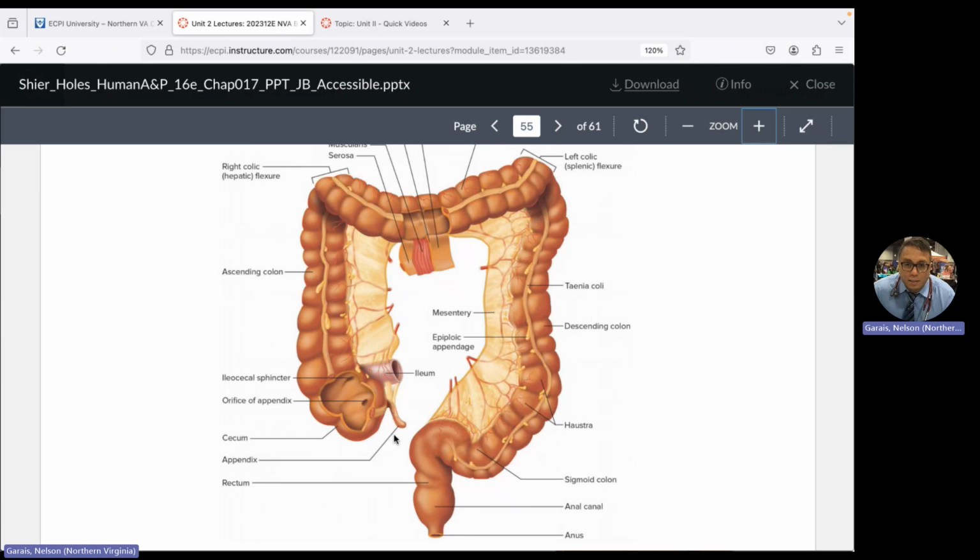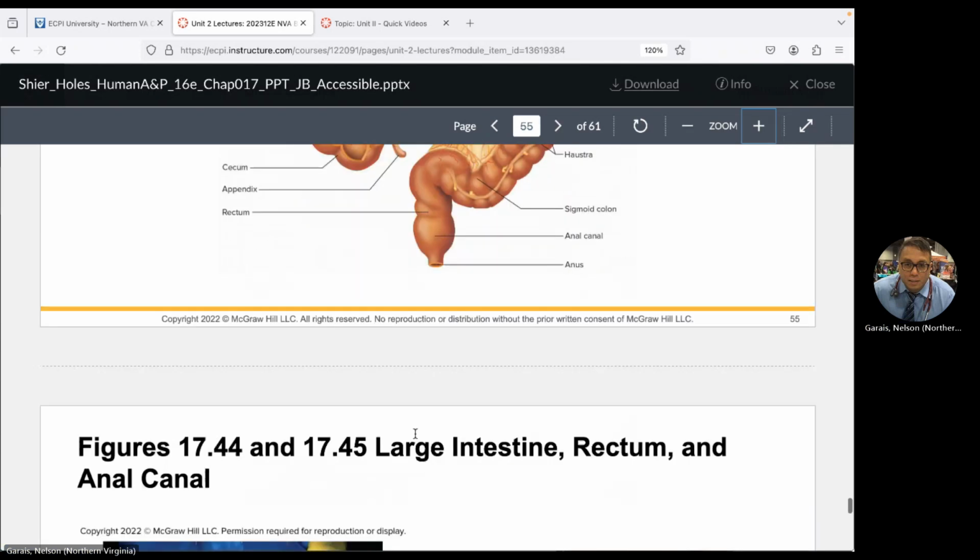But if the appendix gets infected, like in appendicitis, what do you call that? This area can be easily infected, especially if there's rupture of this appendix.